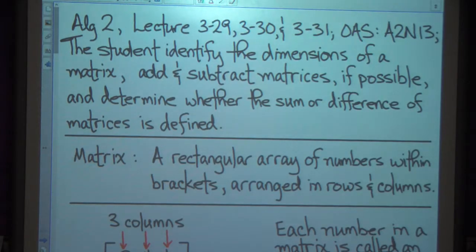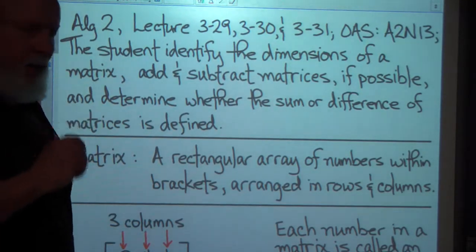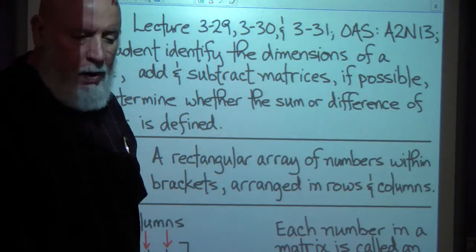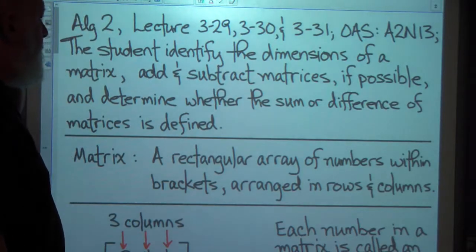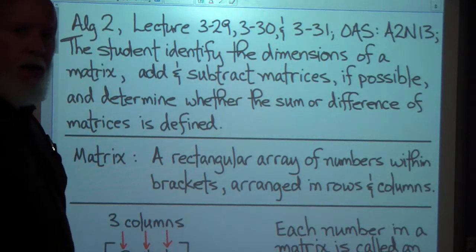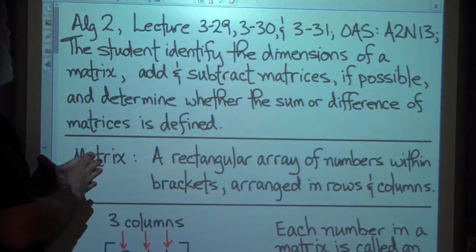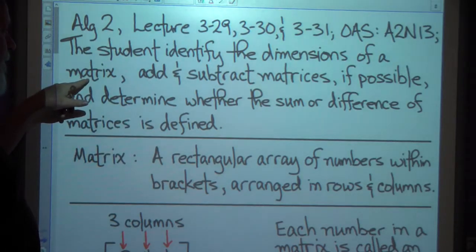All right, Algebra 2, Lecture 329, 330, and 331. That's going to be 3 days worth. Next week, the 29th, 30th, and 31st, we'll do this stuff, and then we'll have a test on April 1st. So that's the plan. The student will identify the dimensions of a matrix.